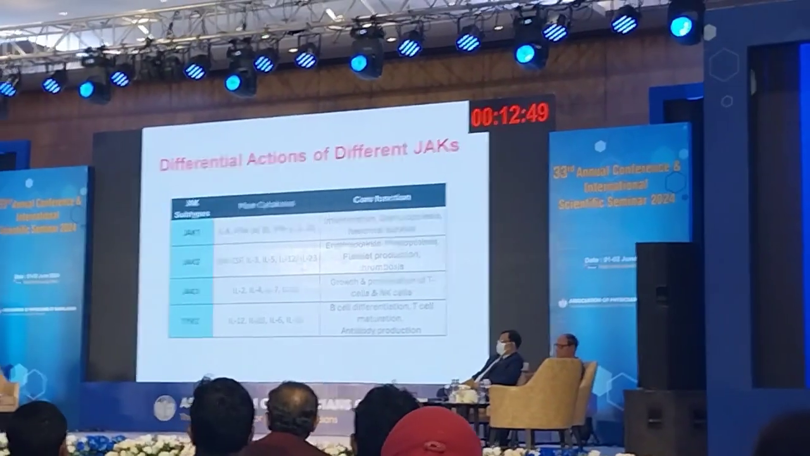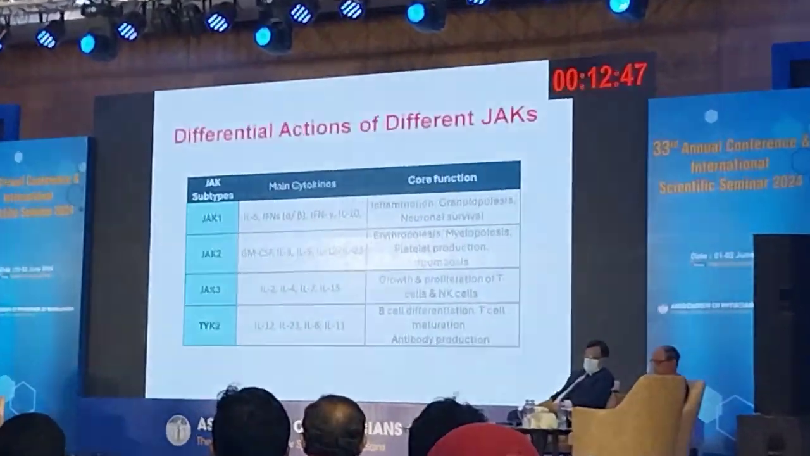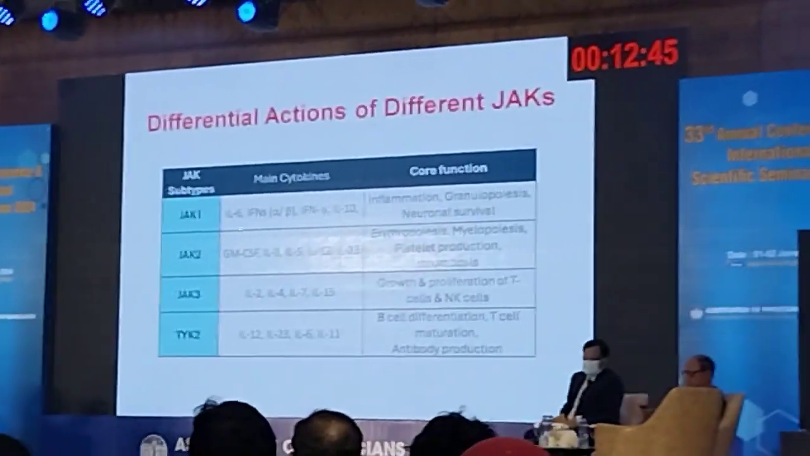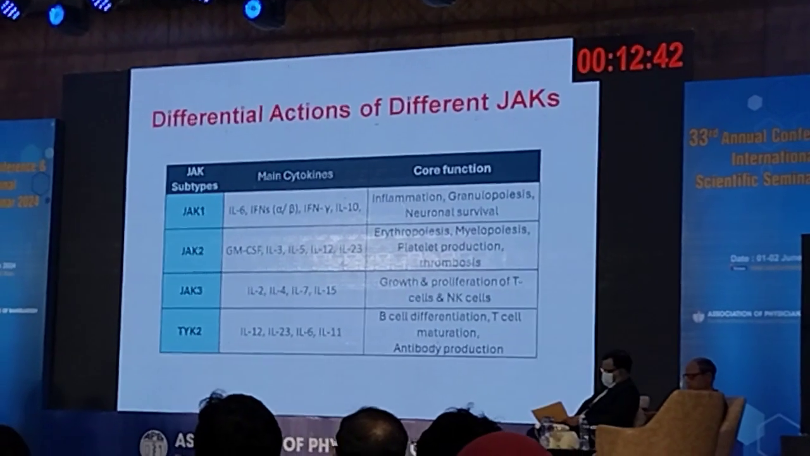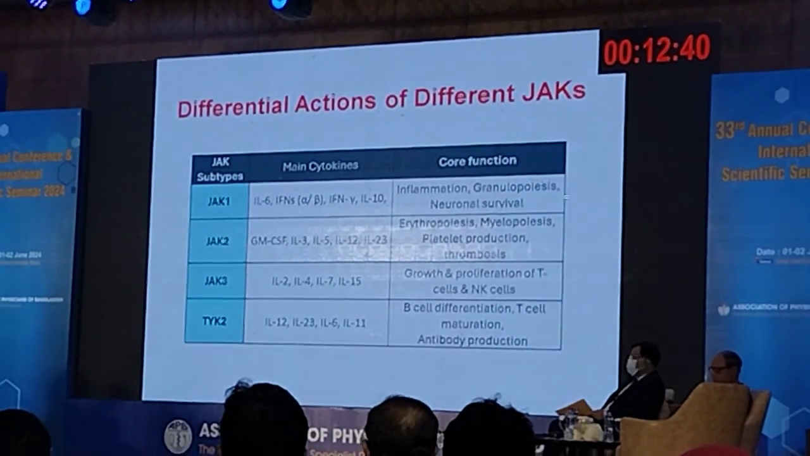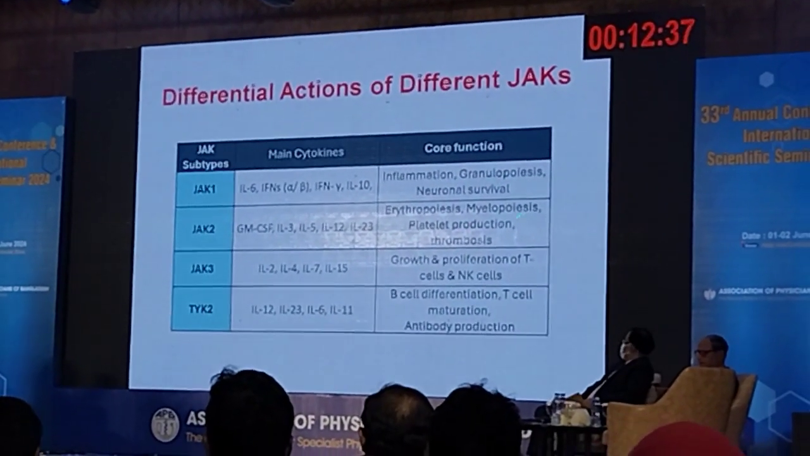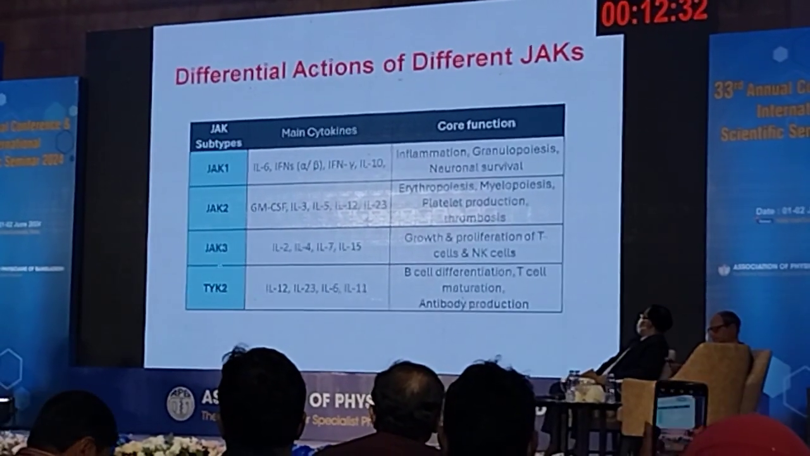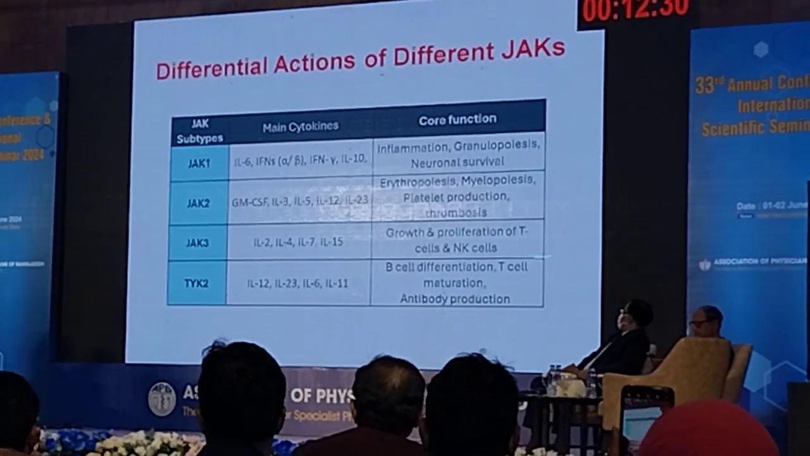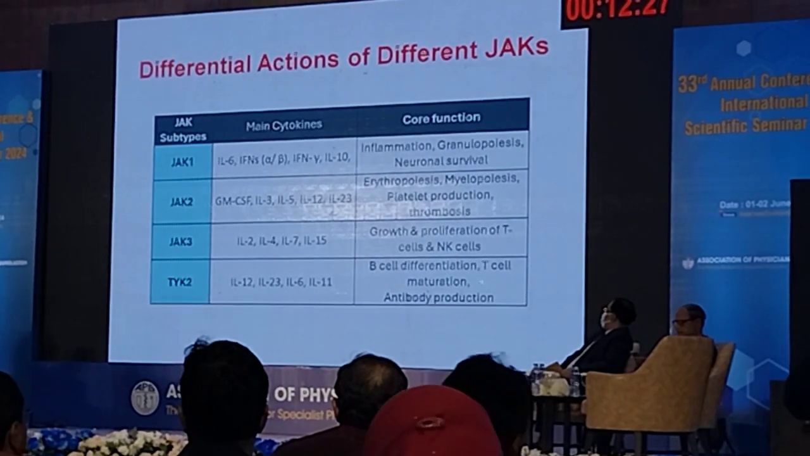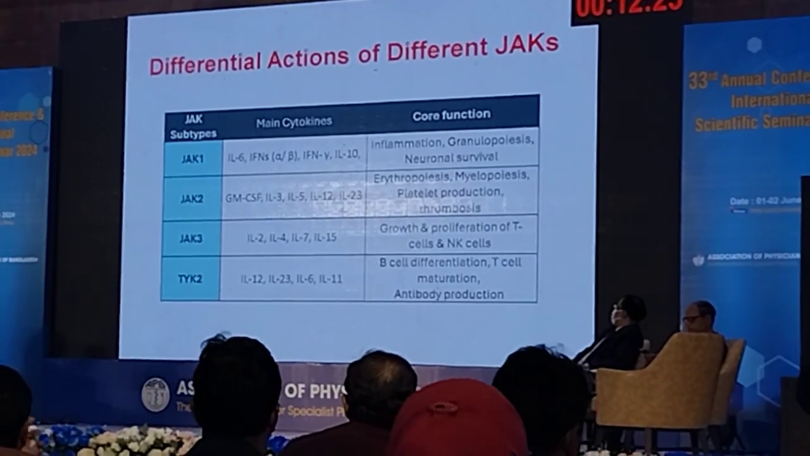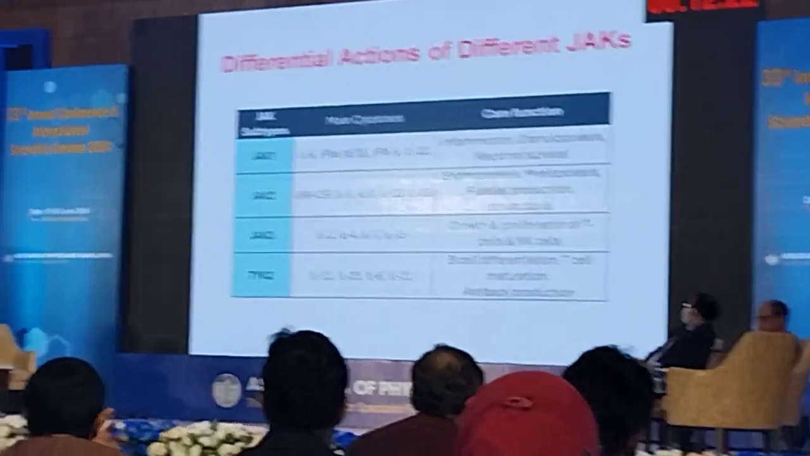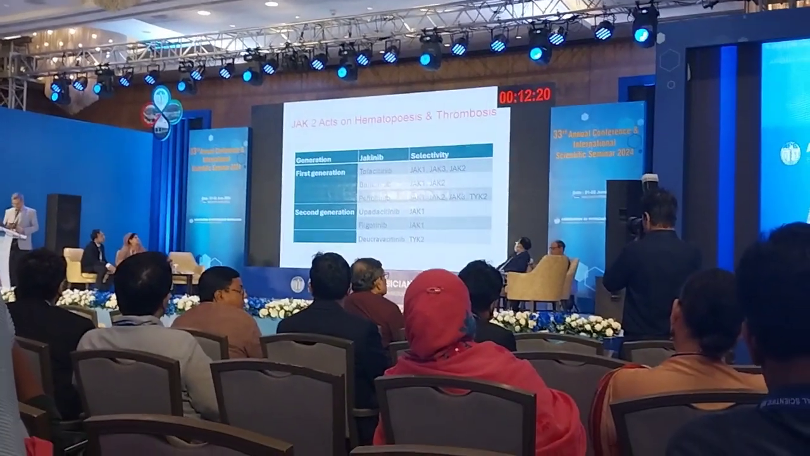And now I shall show some differentials. I say that there are 4 types of Janus kinase. JAK1 is mainly involved in inflammation, granulolysis, and neural survival. JAK2: erythropoiesis, myelopoiesis, platelet production, and inhibition of thrombosis. JAK3: growth and proliferation of T cells and NK cells, and TYK2: beta cell differentiation, T cell maturation, and antibody production.